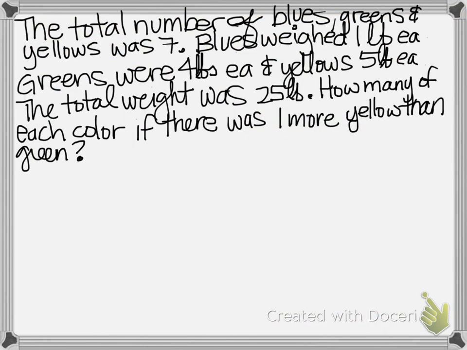Okay, here's your next problem. The total number of blues, greens, and yellows was 7. Blues weighed 1 pound each, greens were 4 pounds, and yellows were 5 pounds each. The total weight was 25 pounds. How many of each color were there if there was one more yellow than green? So again, we have a number, a value, and then a third equation.